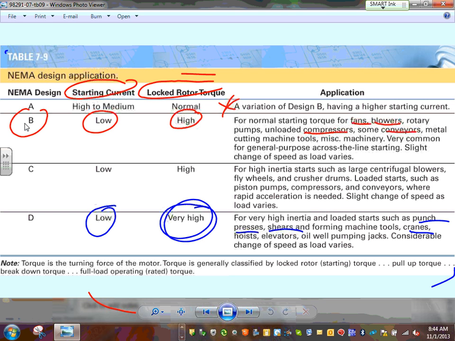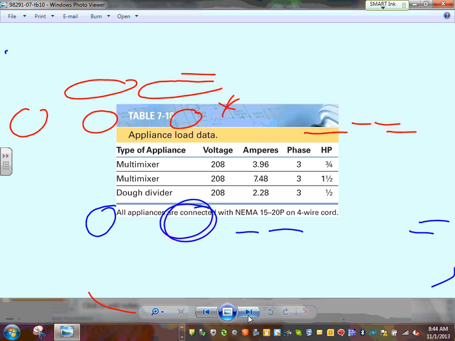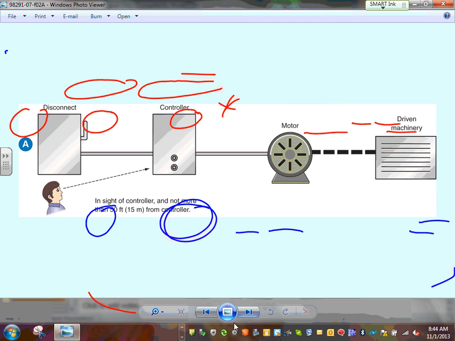What type of motor do you want to drive that machine? It will be design D, not B. D gives you a lot of torque, not a whole lot of rotation, but a lot of torque. So that's a major thing, guys, when it comes to these machines. These are just the mixers and what not, and that's about it in terms of motors.